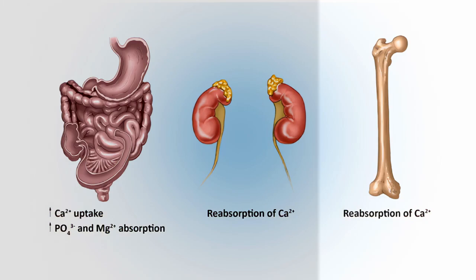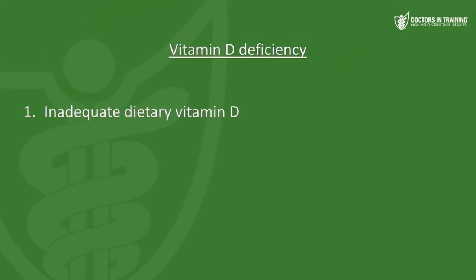So all three of these are going to increase serum calcium. You're getting more calcium from the intestines, more calcium from the kidney, and then also you're getting calcium from the bones themselves. So now let's cover some vitamin D deficiency and some resistance. So this occurs by one of four mechanisms. So first, you can have inadequate dietary vitamin D.